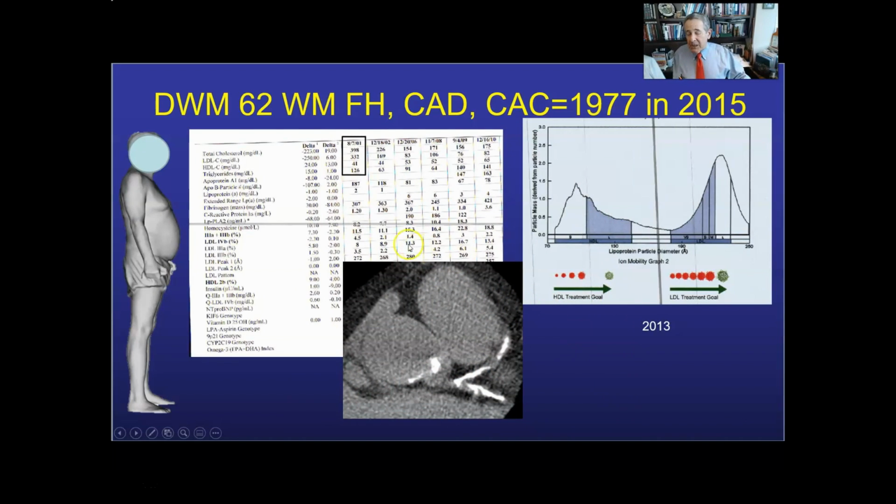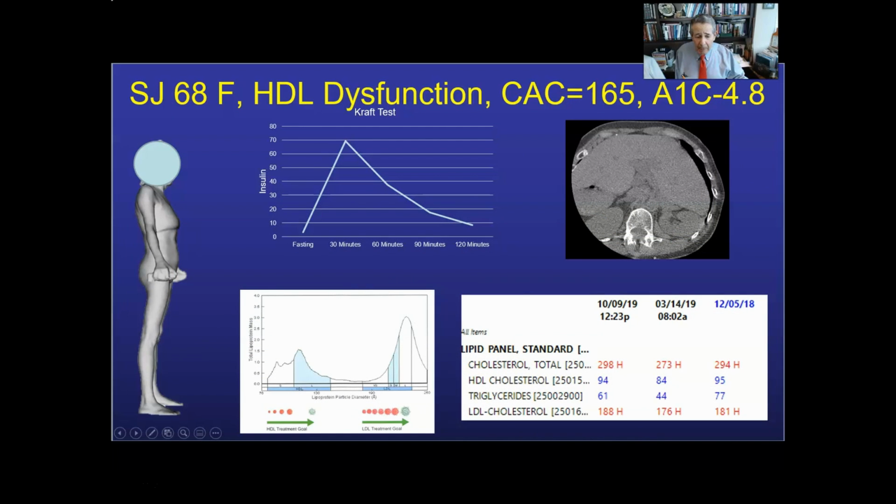So here's a patient I've followed for over 20 years. Total cholesterol is over 300, LDL over 300, this is close to 400. Large particles, but severe atherosclerosis, close to 2,000 when he was still in his 50s, a 2,000 calcium score.